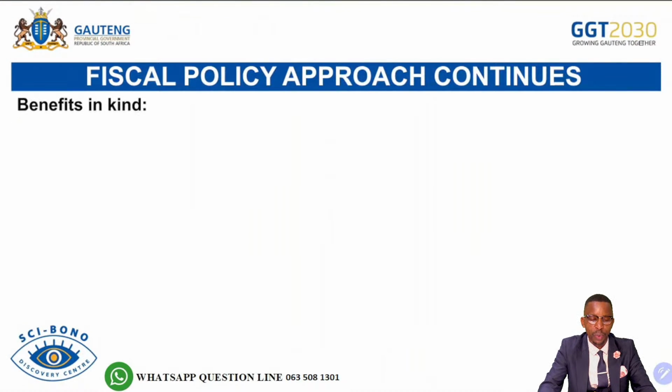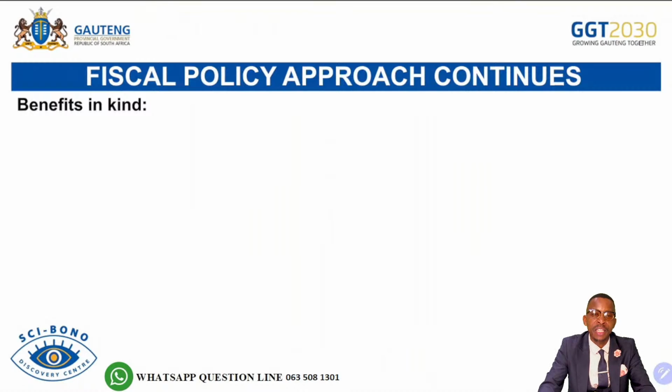We continue with benefits in kind or benefits in natura. In this case, we refer to benefits that are transferred by the government to the society, such as providing public healthcare services or facilities, providing educational facilities and services, and also providing security and a defense force to the society free of charge.